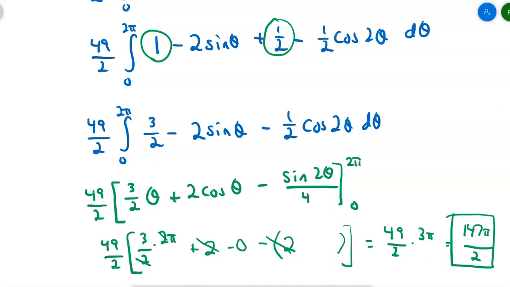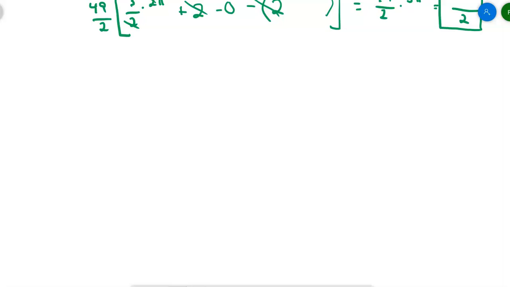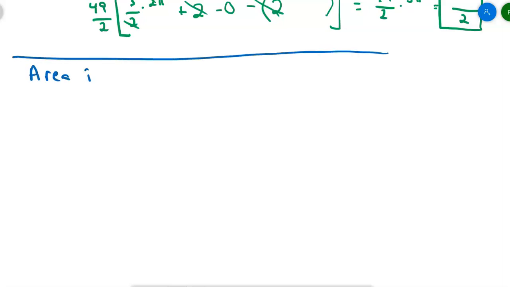All right, let's try another one. Let's try one that involves a rose. So this time we'll look at the area inside r equals 4 cosine of 2 theta. Now from graphing it, you know that in order to get this entire rose, you're going to have to go from 0 to 2 pi. So let's try it that way, and then we'll look at one other way to do it.